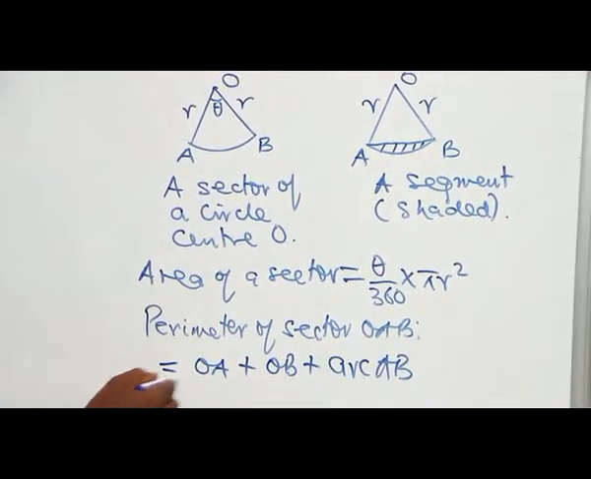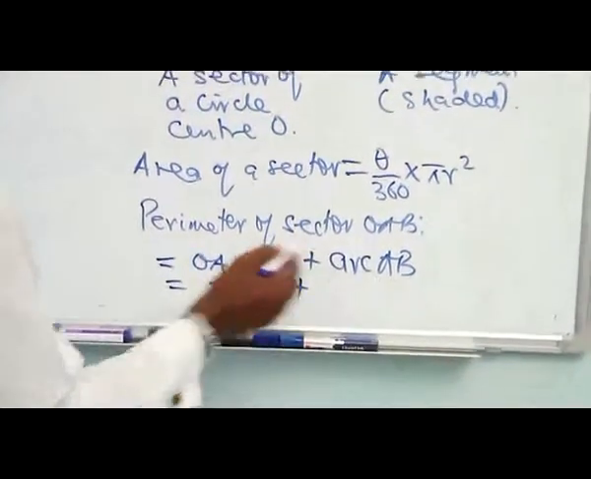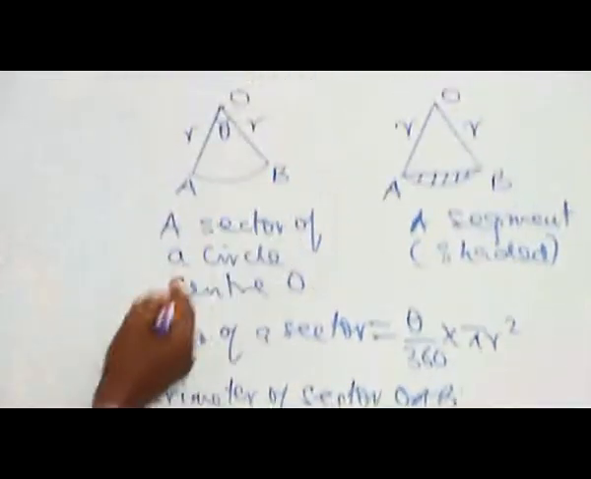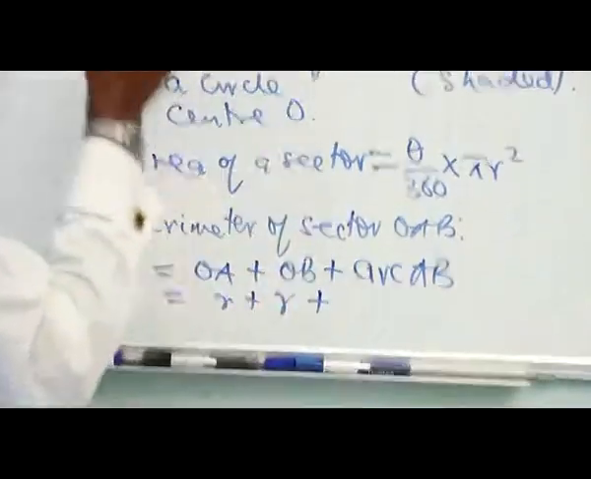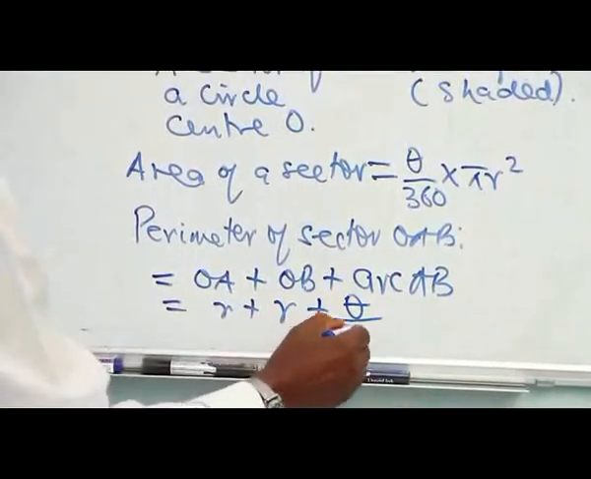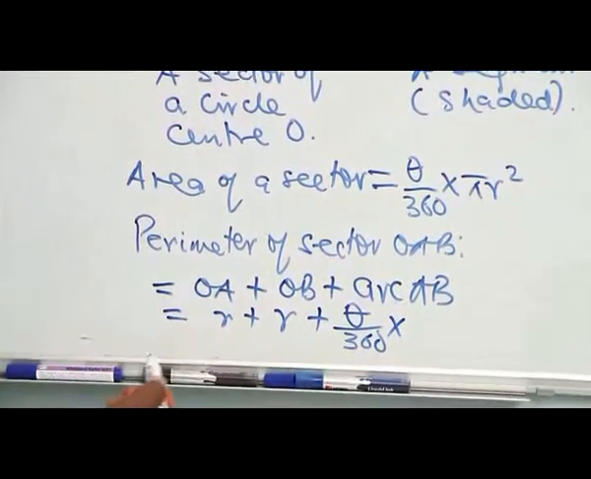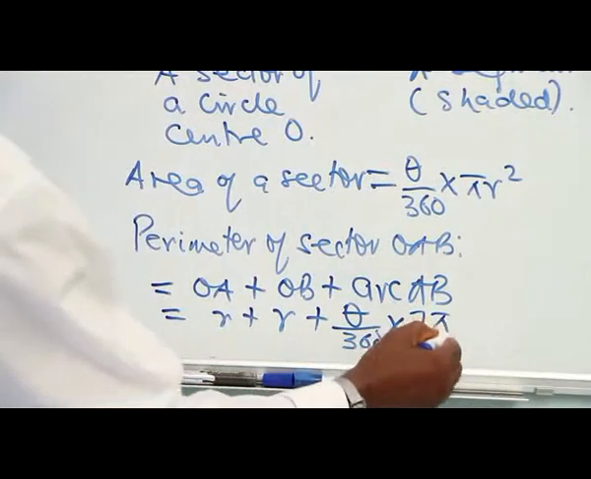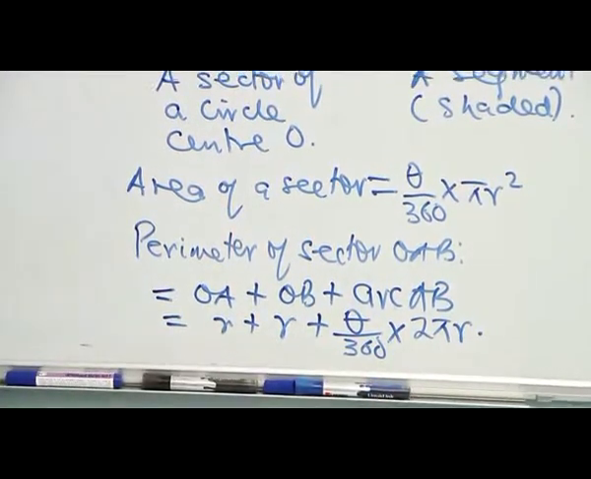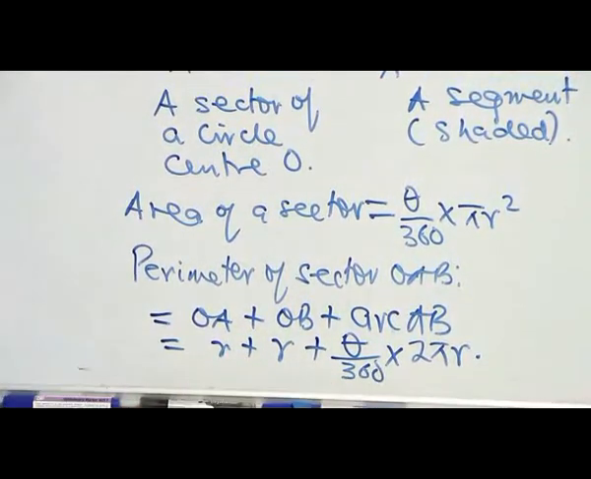Now, our OA is your radius. OB is your radius. Then our arc AB is the length of that arc. And how do you find the length? It's part of the circumference of that circle. So it will be theta over 360 times the formula for calculating the circumference of a circle, which is 2 pi radius. So this added together will give you the perimeter of the sector OAB.